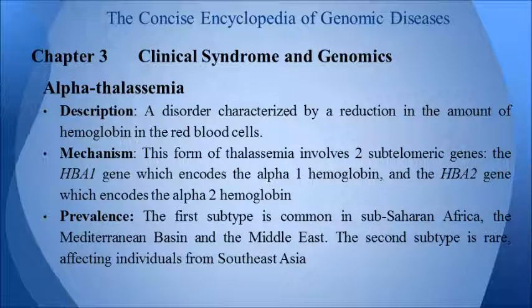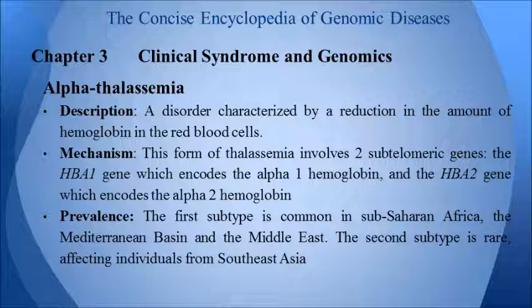There are two main genomic types, or subtypes. The first subtype is common in sub-Saharan Africa, the Mediterranean basin, and the Middle East. It is characterized by a single monoallelic deletion of an alpha globin gene. Alpha thalassemia minor affects 30% of African Americans.